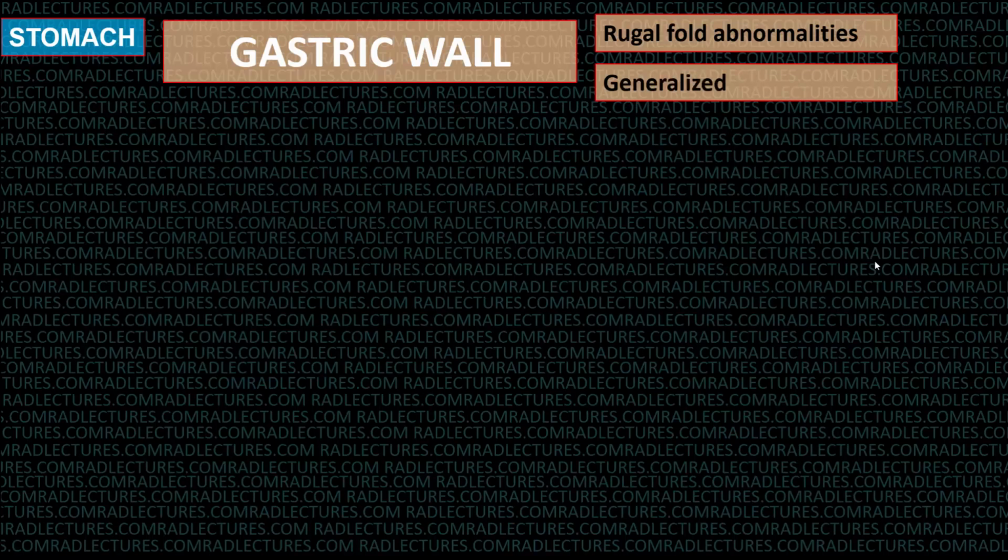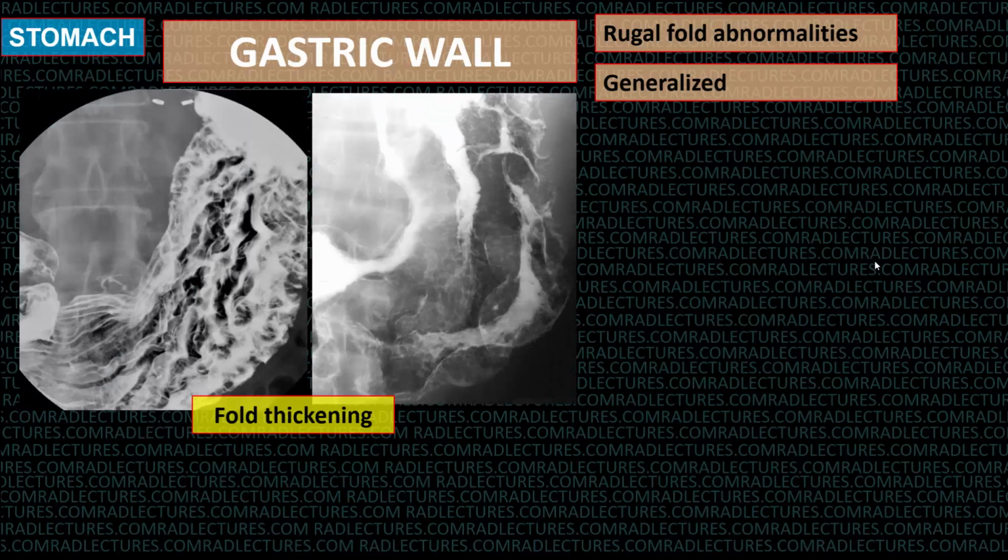Now, rugal fold abnormalities, I told you, could be localized or generalized. Generalized fold abnormalities can be either fold thickening, which can be mild, but here you can see the folds are thickened. How do we know they are thickened? One is that they look thickened, but secondly, look at the folds in the antrum. There should not be that many folds in the antrum.